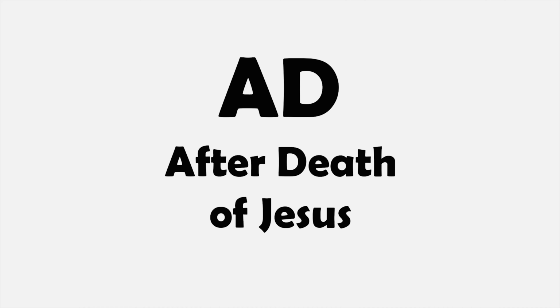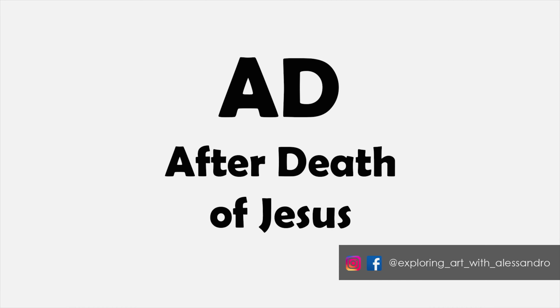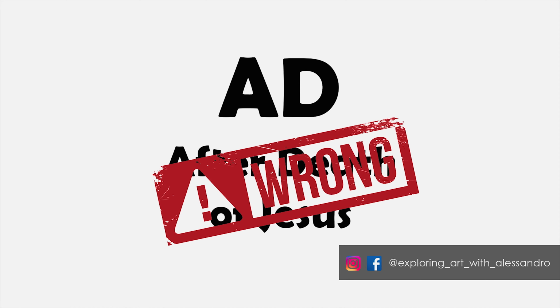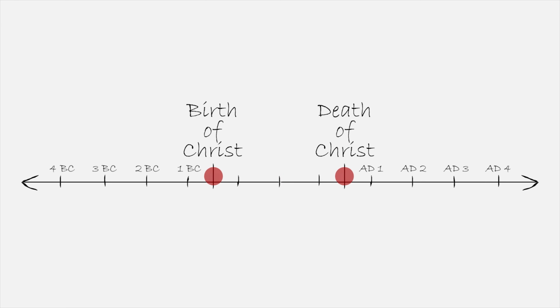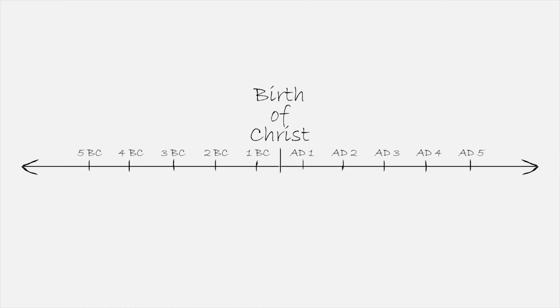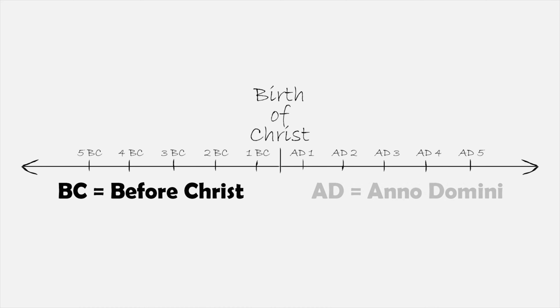A common mistake: sometimes I hear AD translated as after death of Jesus. However, as you can see in the timeline, that's not possible because we would have two starting points. And how do we count the years while Jesus was alive? So be careful. Just remember the starting point is only one, Jesus' birth. Everything before that moment is labeled BC, everything after AD.